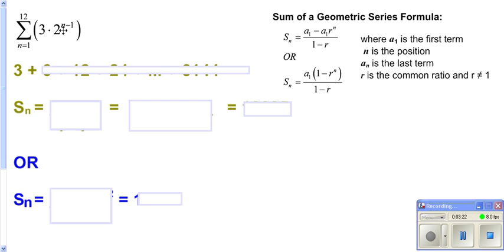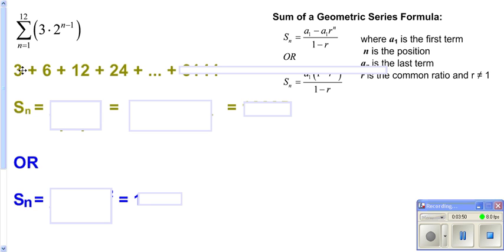Plug in 2, exponent becomes 2 minus 1 or 1. 2 to the first is 2 times your 3 is 6. Now you want to go ahead and try the next number up, say 3. Plug in 3, you get an exponent of 2. 2 squared is 4 times 3 is 12. And then you want to keep doing that. And I'm not going to list them all, so I'm going to just go dot, dot, dot. You don't need to list them all.